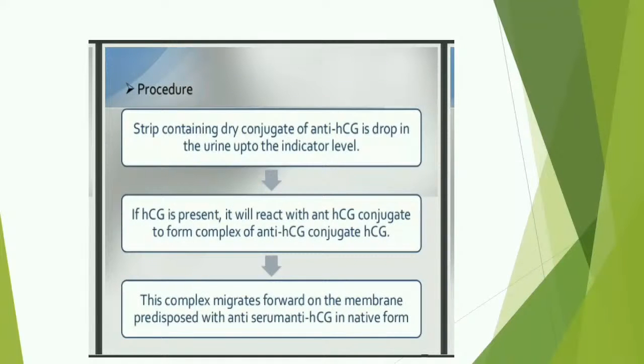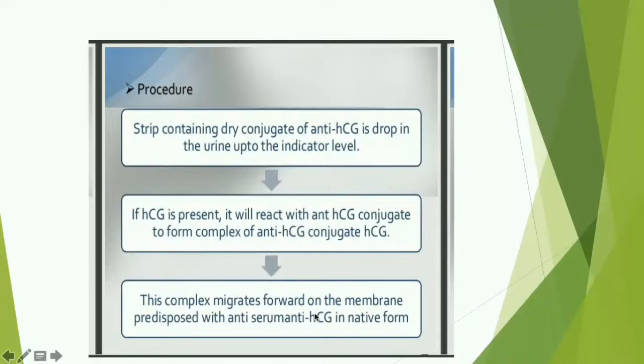Now what is the basis behind this? There is a strip containing a dry conjugate of anti-HCG, right? Now that is dipped in the urine. Now that urine has got HCG, it will react with the anti-HCG conjugate and form what is known as the anti-HCG conjugate HCG complex. Now this complex starts migrating onwards and there you have another concentration of what is known as the native form of anti-HCG. That is why it is known as a sandwich test.